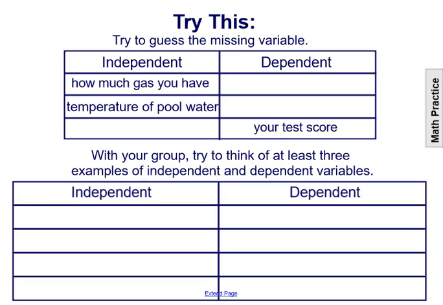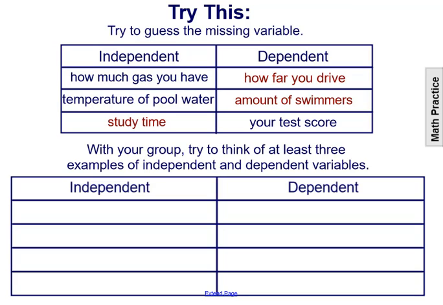Same thing for the second row. You have an independent variable of the temperature of pool water. Ask yourself, what could possibly rely or depend on the temperature of pool water? And then doing the opposite, now we're given a dependent variable of your test score. So think about what your test score relies on. What would be the factor, what would be the cause of a higher test score or a lower test score? So that would be your independent variable.